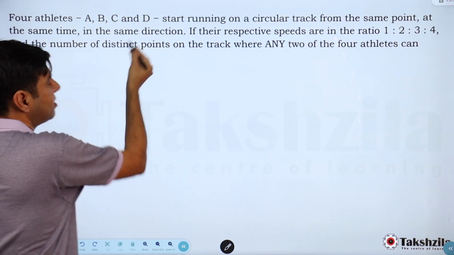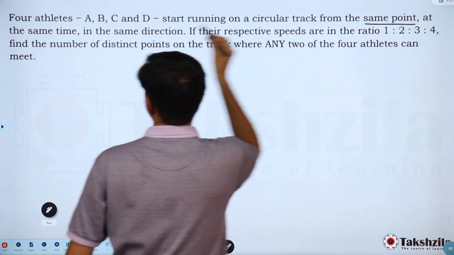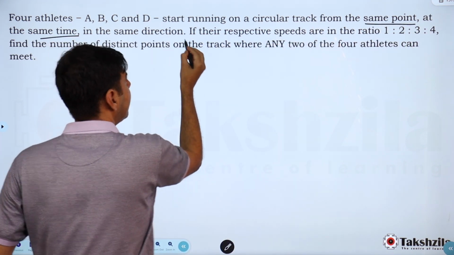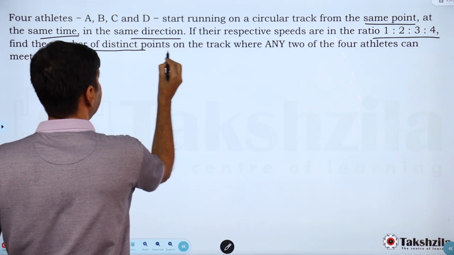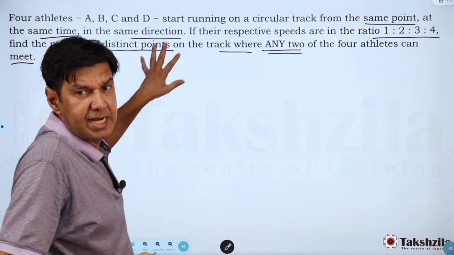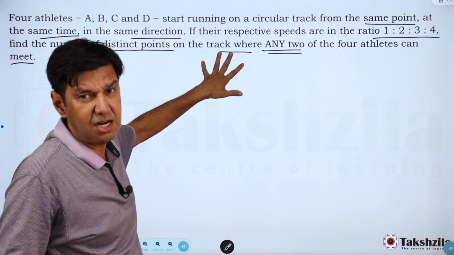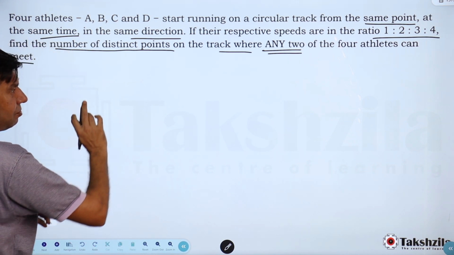So 4 athletes A, B, C, D running on a circular track from the same point, same time, same direction. Speeds are in the ratio 1, 2, 3, 4. Find the number of points on the track where any two of the 4 athletes can meet. It's a standard question which is asked as a doubt by quite a few people. It should be covered in any good study material, students, right?